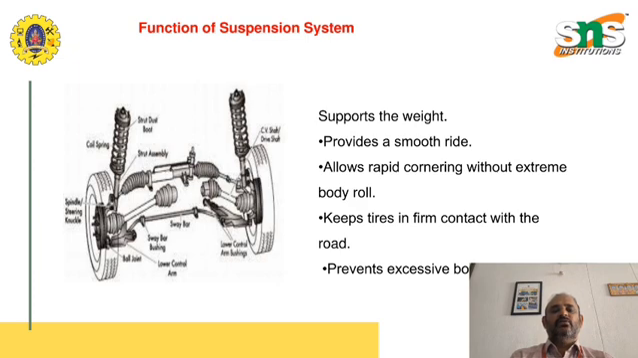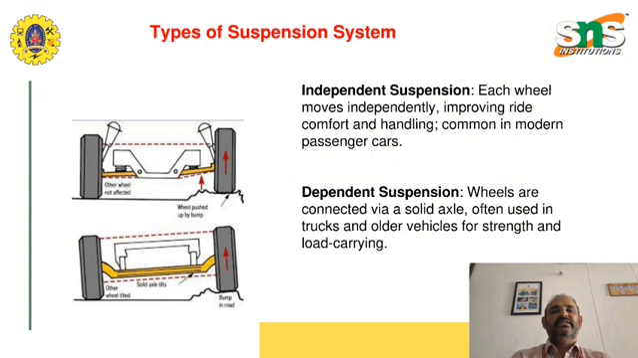Springs alone cannot control motion, they need dampers. Shock absorbers or dampers control the motion of the springs. They convert kinetic energy into heat to prevent excessive oscillation. Struts are a type of shock absorber combined with a structural support. The McPherson strut is a widely used front suspension design. It combines a shock absorber and coil spring into one compact unit.